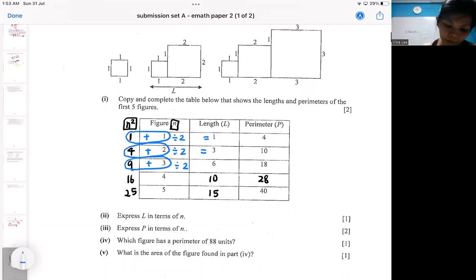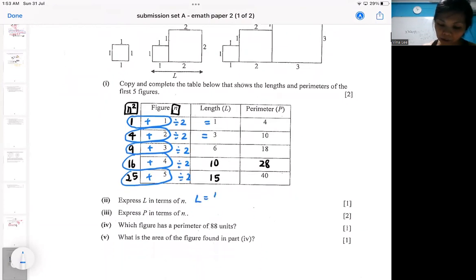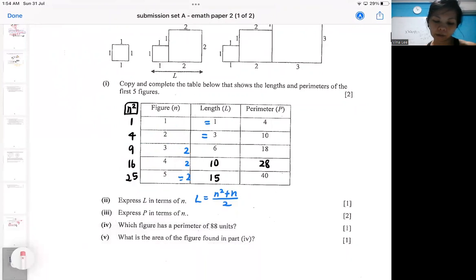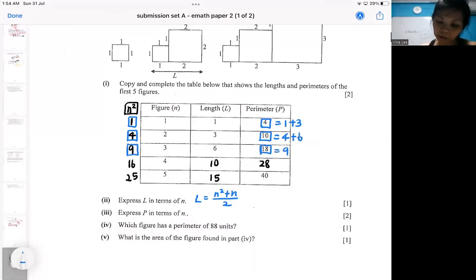Because of this, you can carry on and just make sure that it matches with all of them. So that's how I know that it is n squared plus n divided by 2. So if it's not a common difference, I will usually explore n squared pattern. Then the next one is also not common difference. So I'm going to explore with the n squared. I make use of the n squared.